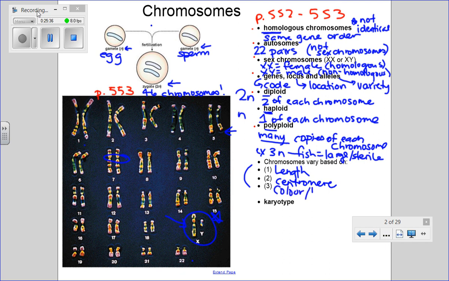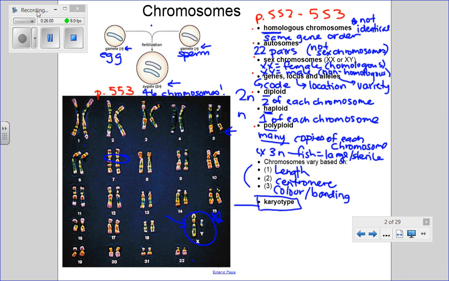The other thing they vary on is the pattern of color, or if you're looking at it in black and white, the banding pattern that you see on a chromosome. So you would know if two chromosomes were homologous if they were the same length, if their centromere was in the same position, and if they had the same color or banding pattern.